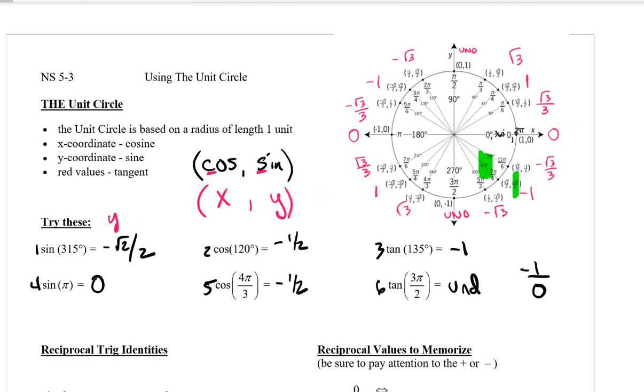Hopefully all you have to do is hunt down the unit circle. Remember that sine is the y-coordinate, and the x-coordinate is going to represent cosine. That's all you have to do. Find that value in the unit circle, and then you're done.